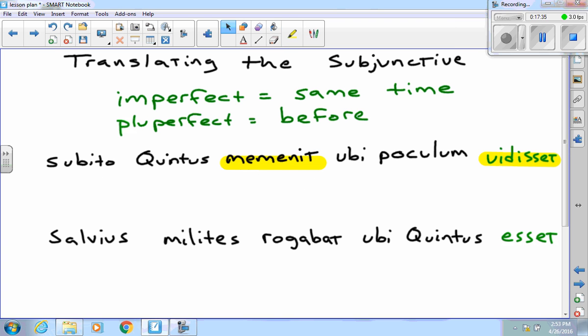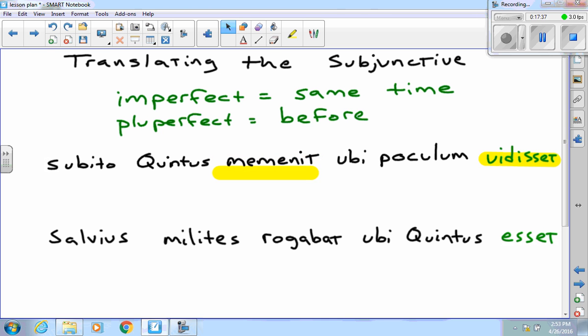This right here is perfect. So I need to make sure that this is before the perfect. I'm going to translate that as "had seen." So suddenly Quintus remembered where he had seen the cup.